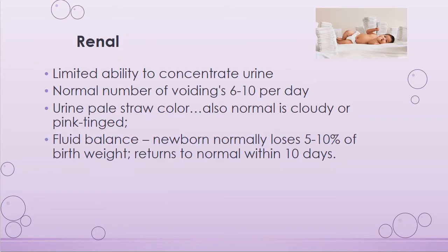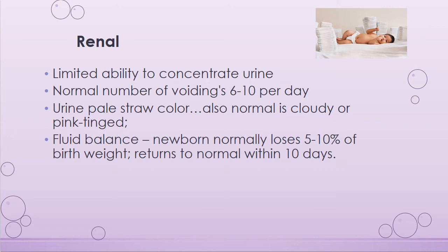So what happens with the renal system for the baby when they're born? They have limited ability to concentrate urine. They have a normal number of voidings, 6 to 10 per day, which is something that we want to teach moms and dads to note when they go home. Urine is pale straw color. Also normal is cloudy and pink tinged.